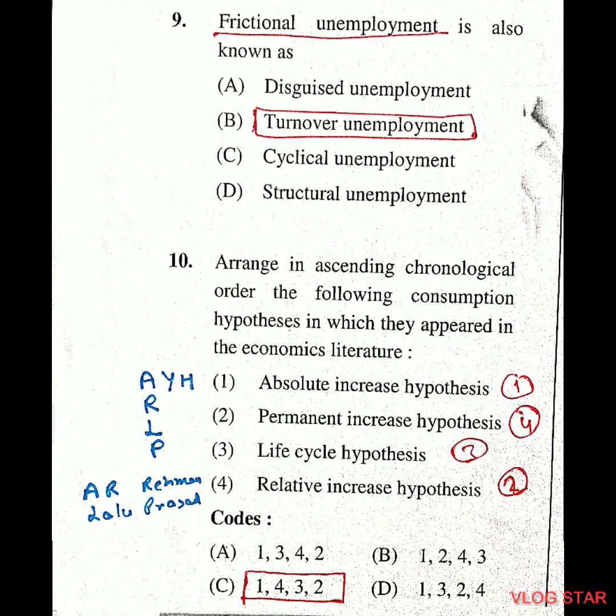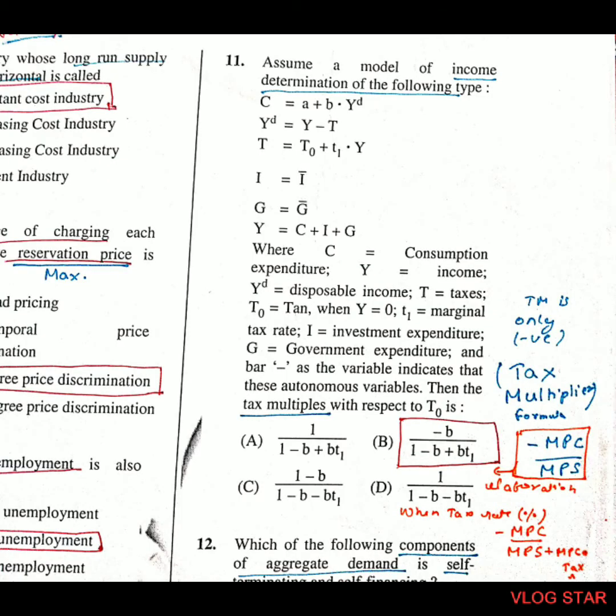Question number 10. Arrange the following in chronological order. Firstly came the absolute income hypothesis, then came the relative income hypothesis, then came the life cycle hypothesis, then came the permanent income hypothesis. C is the right answer, 1, 4, 3, 2. You can remember it like this: A.R. Rahman and Lalu Prasad. Firstly came A.R. Rahman, then Lalu Prasad. You can just remember it this way. ARLP. 11th question.